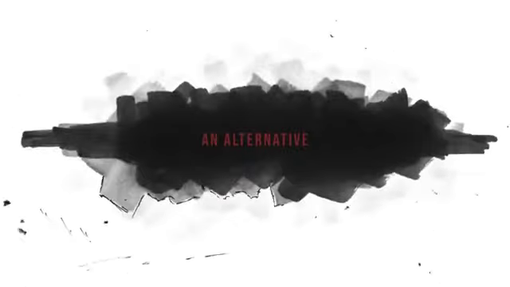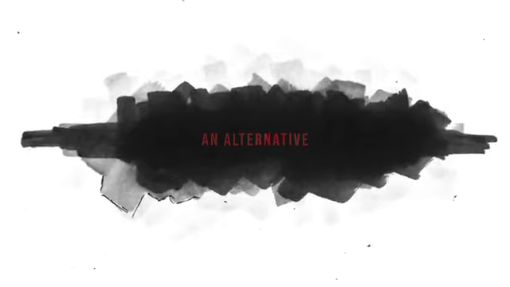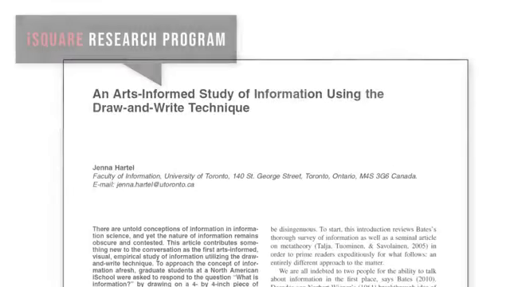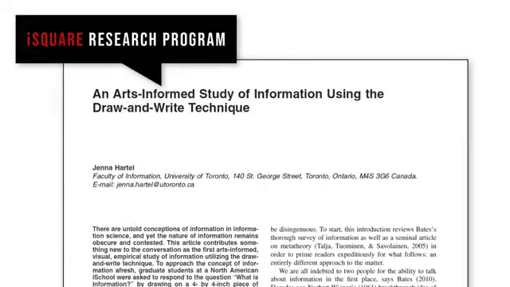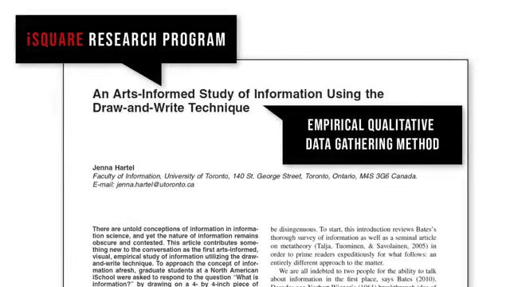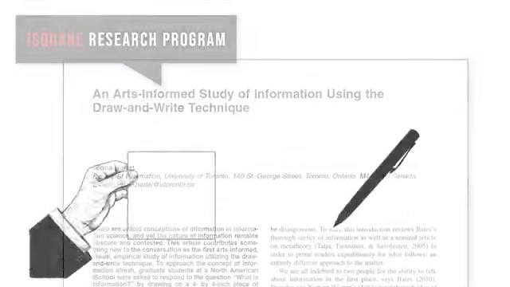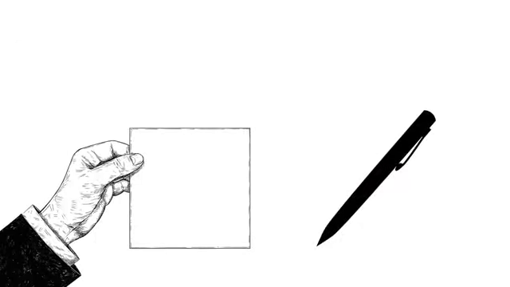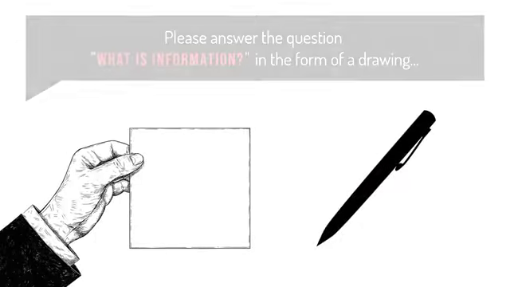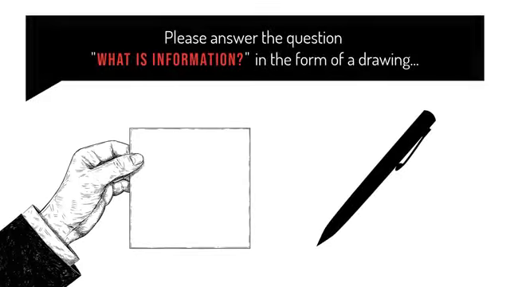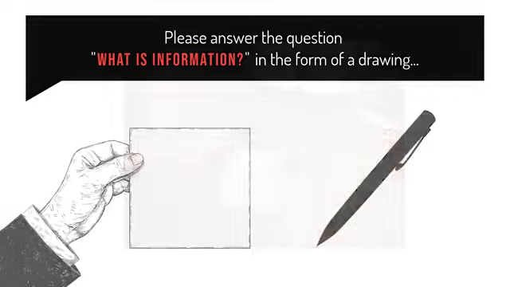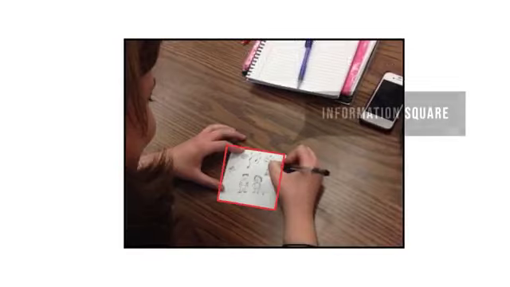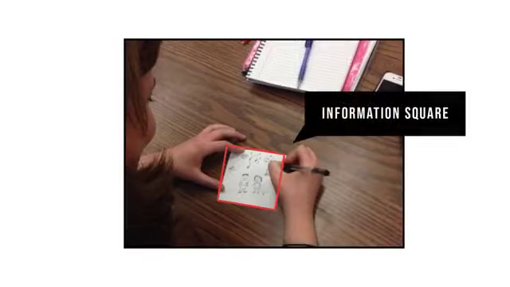What follows is an alternative way of understanding information based upon a visual study of information called the I-Square Research Program. It employs an empirical, qualitative data gathering method called the draw and write technique. Research subjects are given a 4-inch by 4-inch piece of paper and a black pen. They are asked to answer the question, what is information, in the form of a drawing. This process generates a piece of visual data called an information square, or I-Square for short.